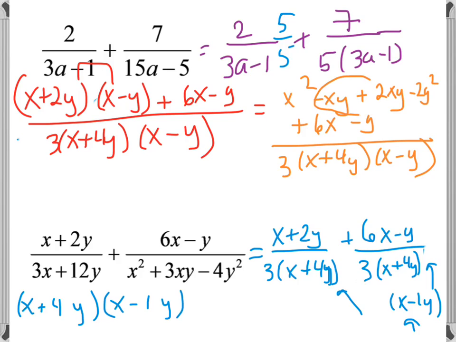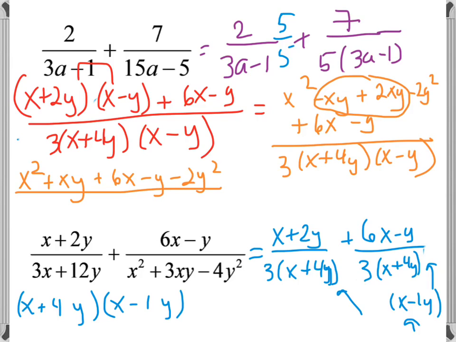These two are like terms, right? So I just still have an x squared, I'd have a plus xy, then a plus 6x, a minus y, and a minus 2y squared. And the bottom I have just this complicated thing right here. Okay, and that's as far as you need to go with this.